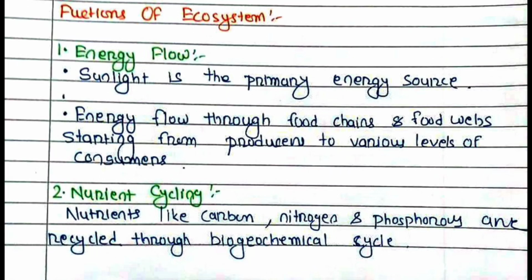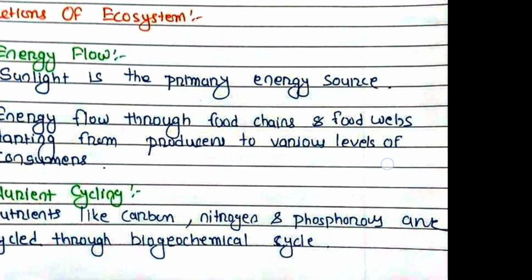The nutrient cycling, we have already discussed that the decomposers are mainly responsible for the nutrient cycling. The nutrients like carbon, nitrogen, phosphorus are recycled through the biogeochemical cycle in the ecosystem.